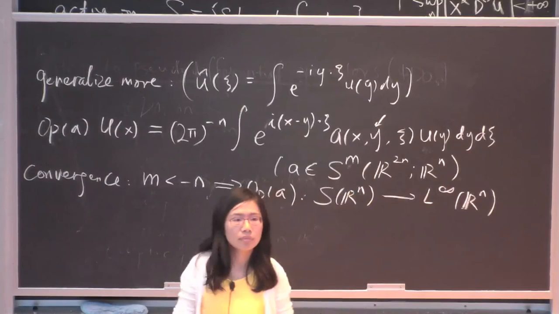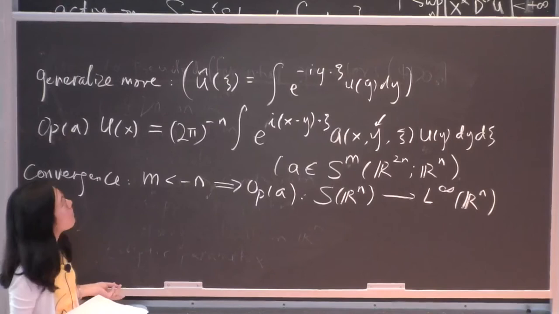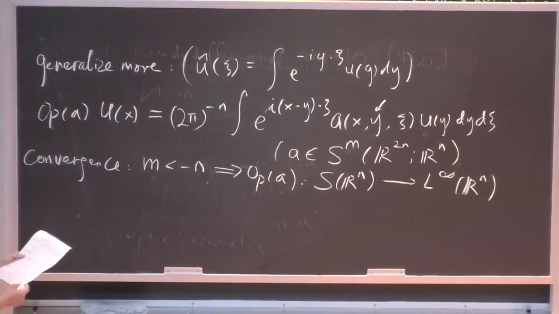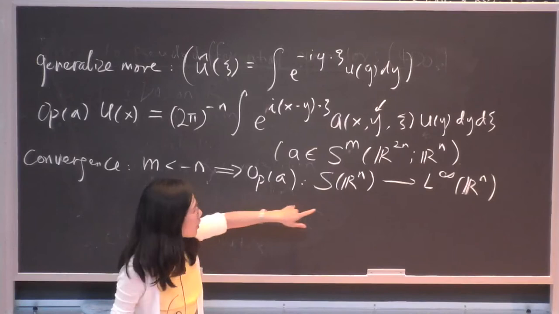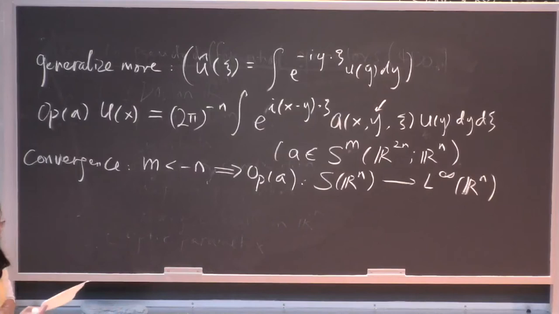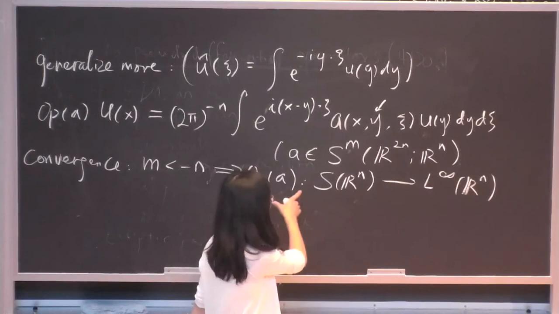Of course, we don't always have m less than minus n. In fact, a lot of times it doesn't. So we'll have to do something about those bigger m. That's my next topic. But before I do that, I should mention one thing: this operation, you can view it in a fancy term as a continuous bilinear map, in the sense that the norm is bounded by the semi-norms here as an operator, which will be useful later.